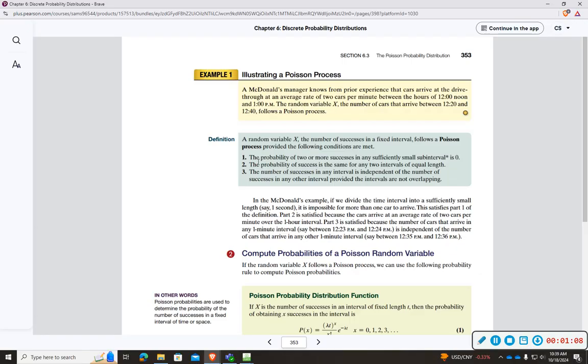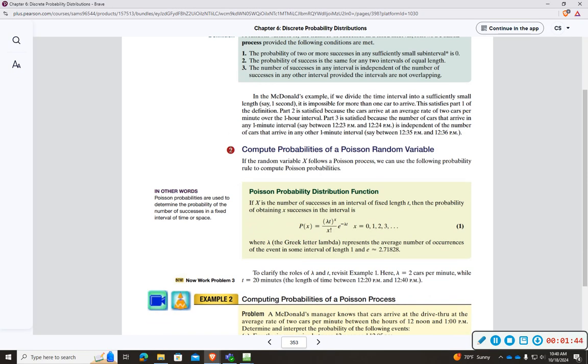Here is the definition and some of the properties. So what we're looking for: the probability of 2 or more successes in a sufficiently small subinterval is going to be 0. The probability of success is the same for any 2 intervals of equal length. And then 3, the number of successes in any interval is independent of the number of successes in any other interval, provided that the intervals are not overlapping. So these are the 3 properties that we're looking for.